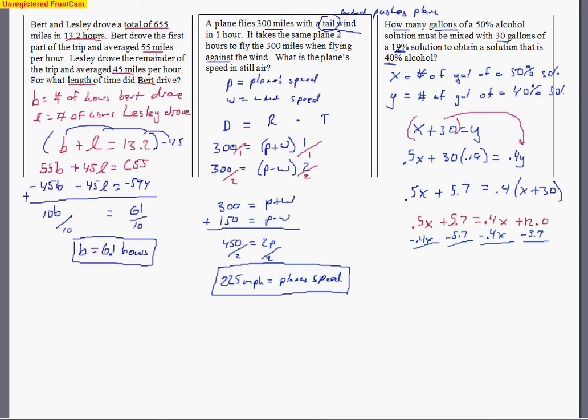And now my next step reads this. 0.1x equals, and then I end up getting 6.3. And so when I divide by 0.1, it's going to move that decimal over one space. Same thing here. And the division gets real easy then. 1 into 63 goes 63 times. So 63 gallons of the 50% solution is what we end up needing.